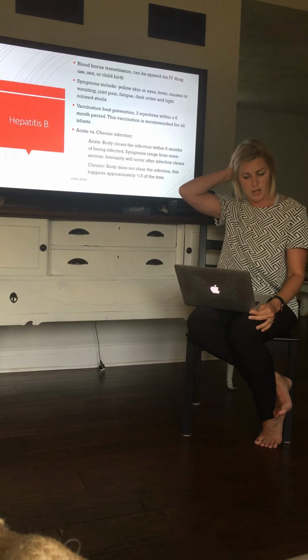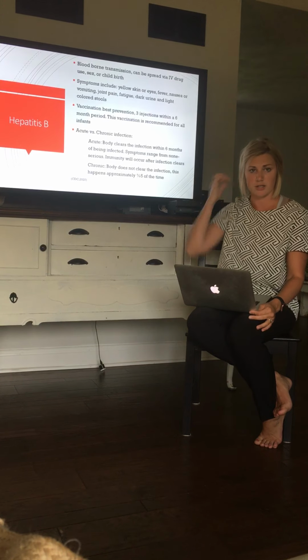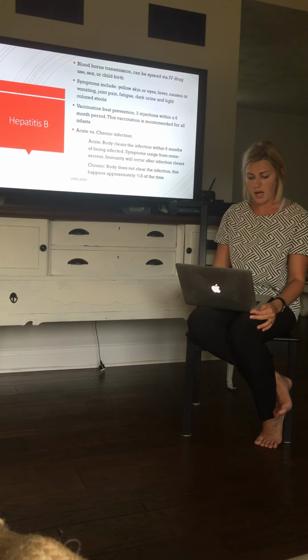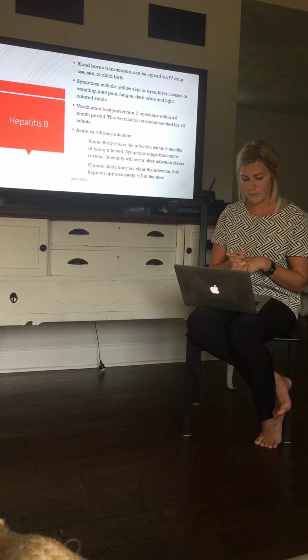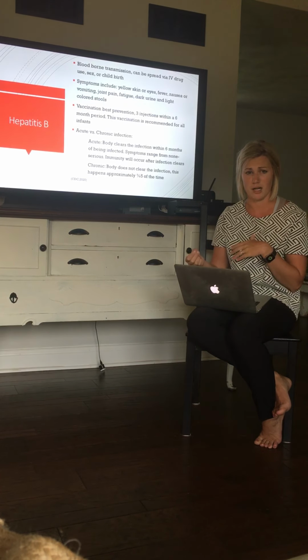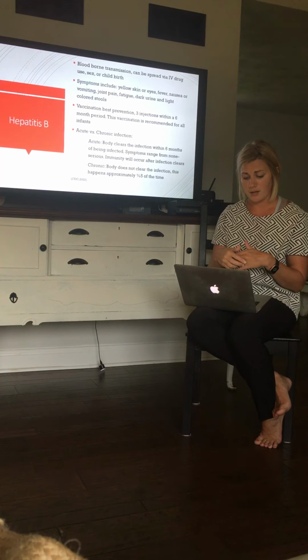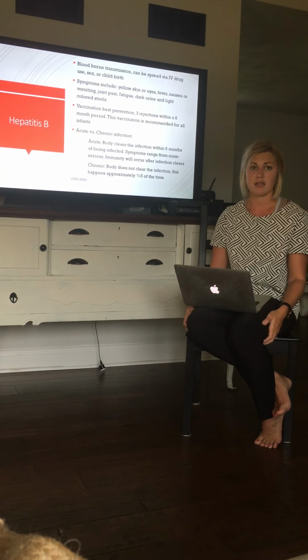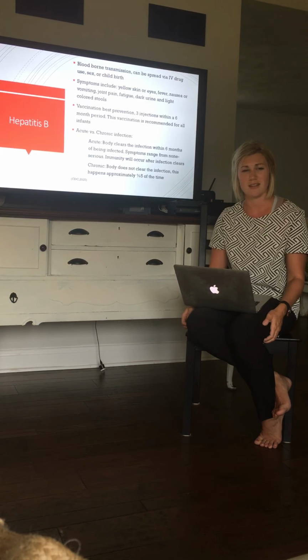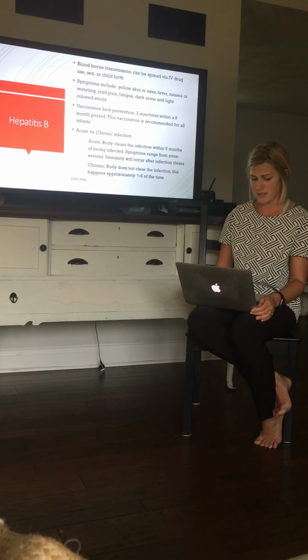So acute versus chronic infection. Acute, the body clears the infection within 6 months. No long-term side effects, damage to the liver. Symptoms can range from none to serious, and immunity will occur after the infection clears. Chronic, the body does not clear the infection, and this only happens about 5% of the time.